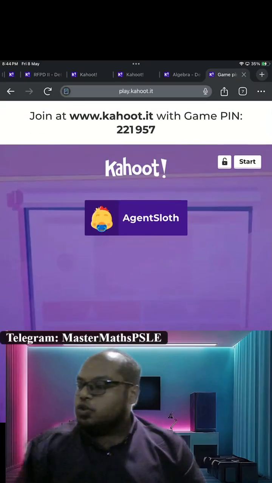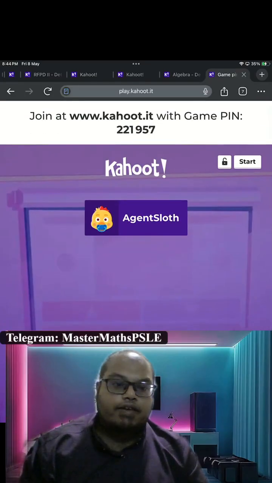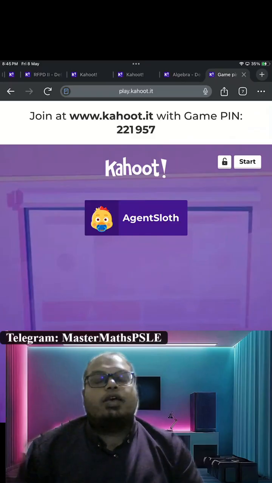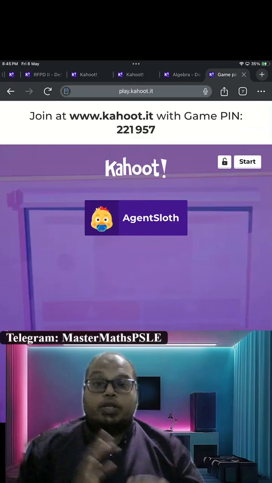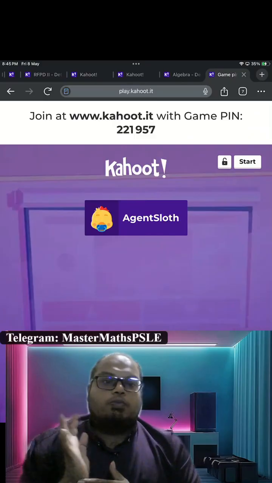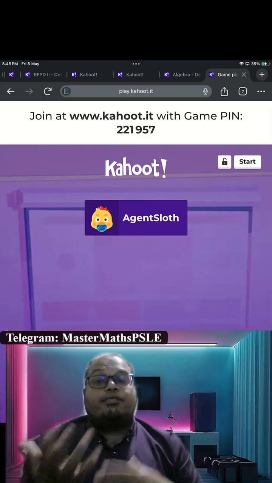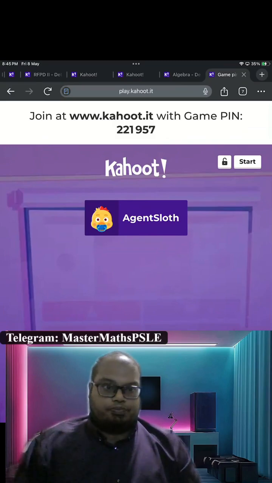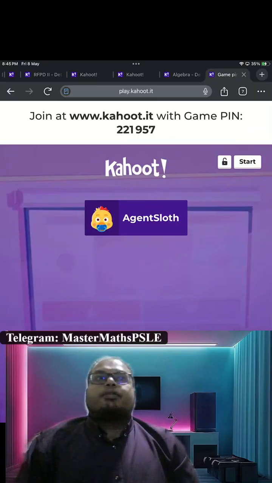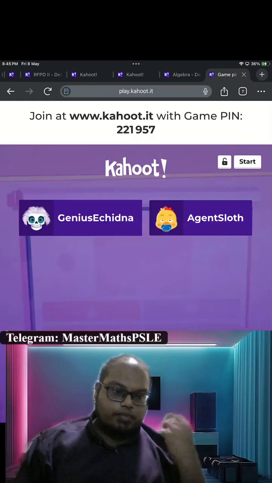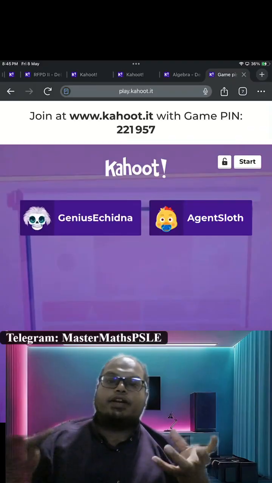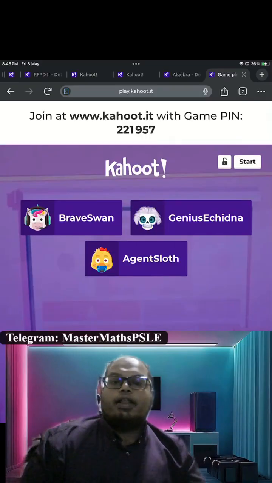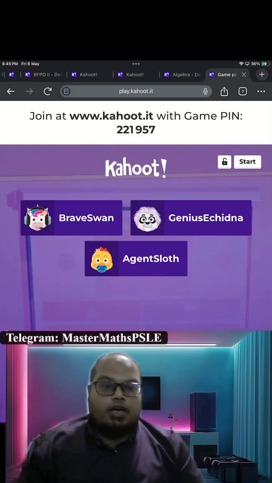The pin is 221957. If you haven't learned algebra, just try your best. Think of it this way: you have learned units and parts in school, right? Every alphabet represents a different portion. So X represents a number while Y is different. When you put them together, you cannot combine them, it will be X plus Y, something like that.